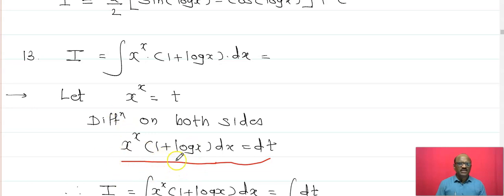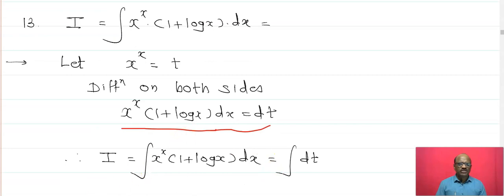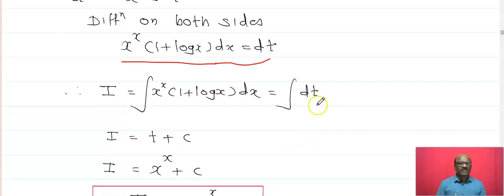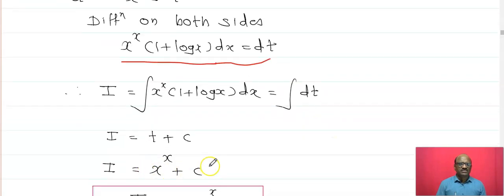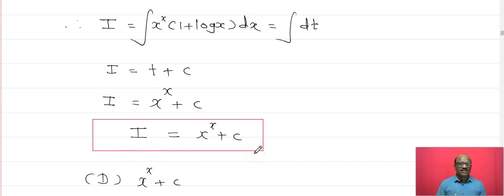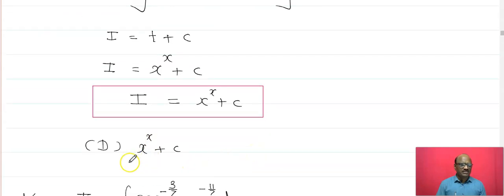That x raised to x in bracket 1 plus log of x into dx is equals to dt. Therefore, I is equals to integral x raised to x in bracket 1 plus log of x, its value is dt. Therefore, I is equals to integral x raised to x 1 plus log of x dx is equals to integral only the dt. And the integral of dt is t plus c. But what is the t? T is x raised to x. Therefore, I is equals to x raised to x plus c, and this is the answer, and hence option B is the correct one.